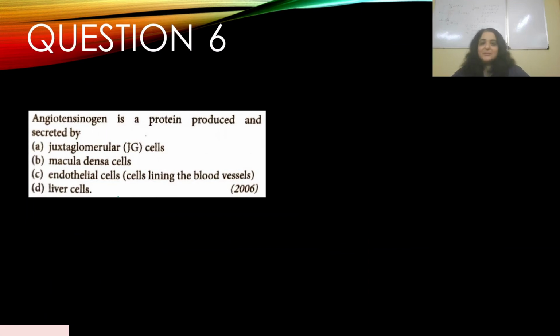Question number 6. Angiotensinogen is a protein produced and secreted by, you have options A, B, C, D. This appeared in 2006. JG cells, macula densa cells, endothelial cells, liver cells. Angiotensinogen is a protein that is produced and secreted by liver cells. So the answer is D. Clear? This was direct. This you should have known.